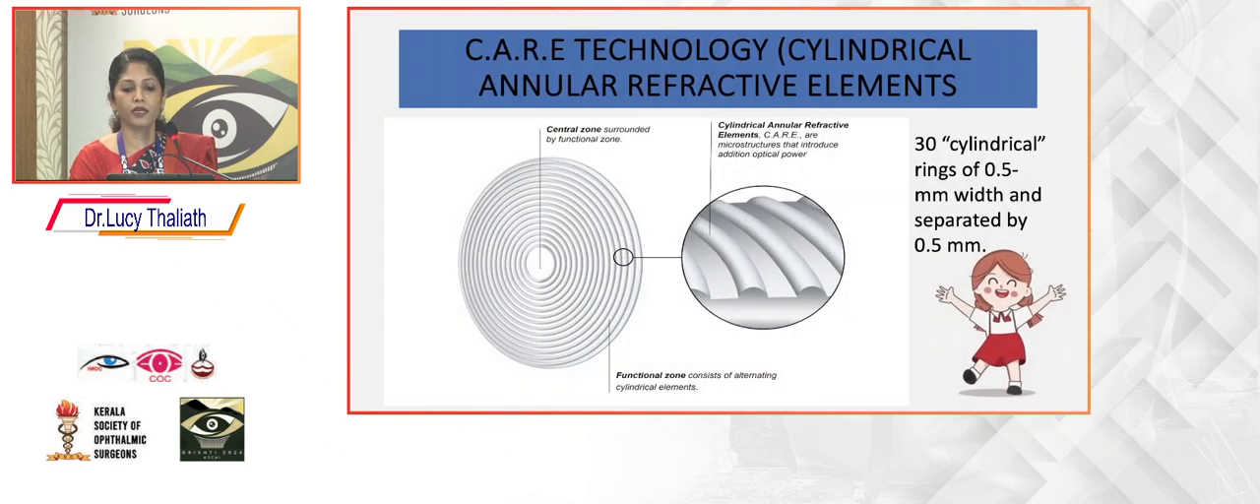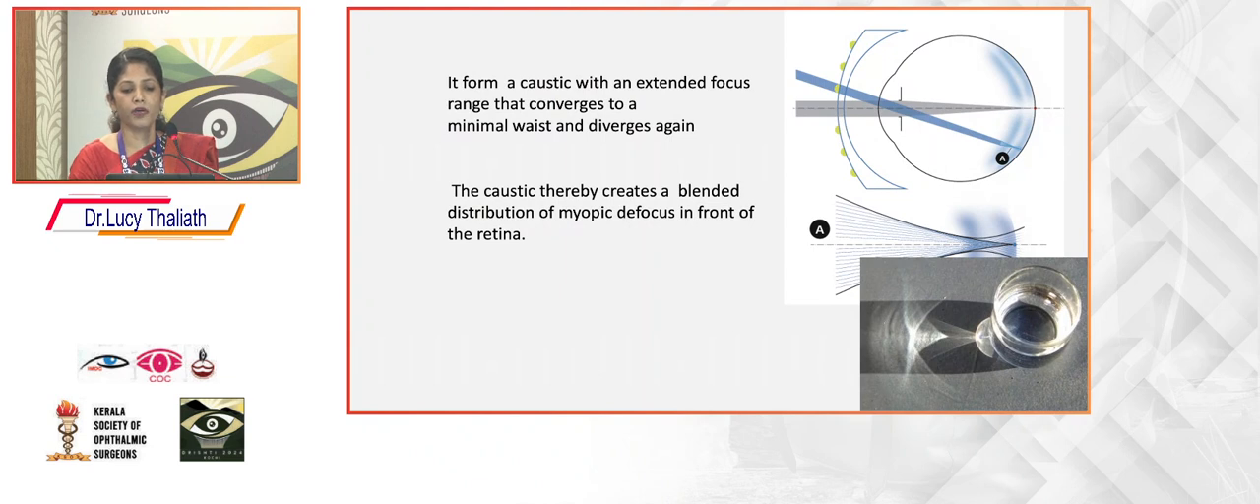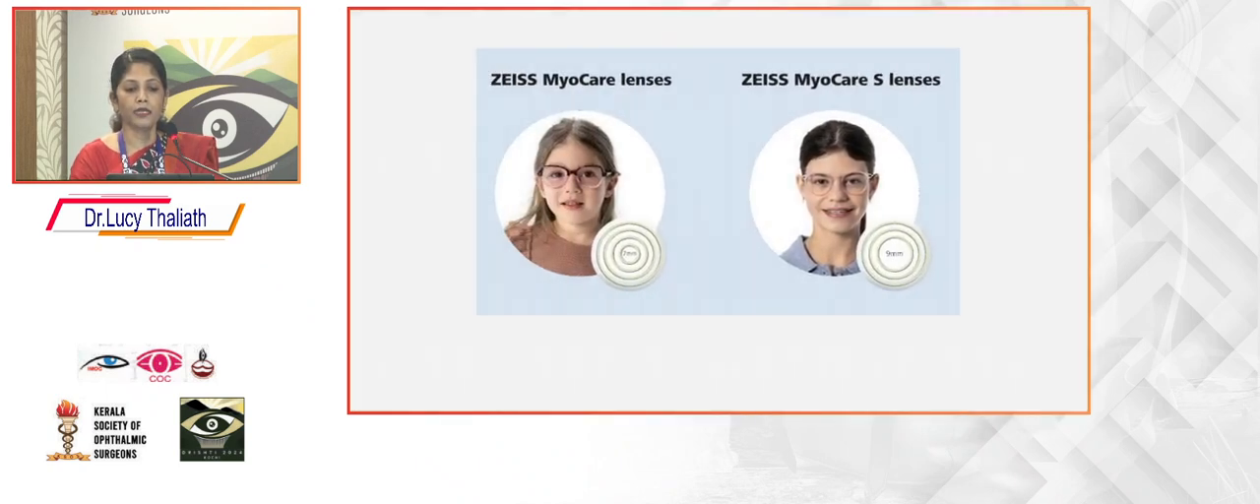And next we have the glasses using the CARE technology. Here we have a central clear zone for the distant vision, similar to the older glasses, and surrounding it we have alternating cylindrical elements for the defocus part. These cylindrical elements form a caustic, like what we get when light passes through a glass of water. And this caustic has an extended focus, and this causes a myopic defocus in front of the retina. And this is known as the myopia lenses, marketed by the Zeiss group.